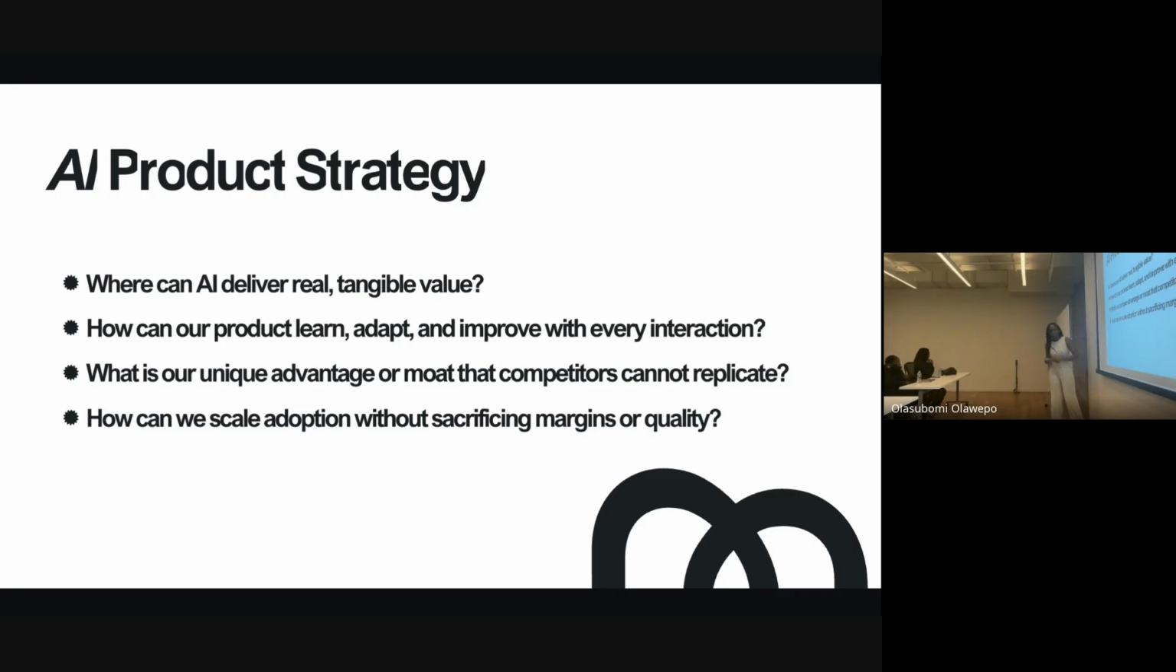So to my last question, how can we scale adoption without sacrificing margins or quality? It might be a great product, but are you going to be profitable? Everyone wants to do something that's profitable, right? And you don't want to have a case where adoption is eating up your revenue. Some important metrics as a PM: acquisition, adoption, revenue. But you'll get the gist.